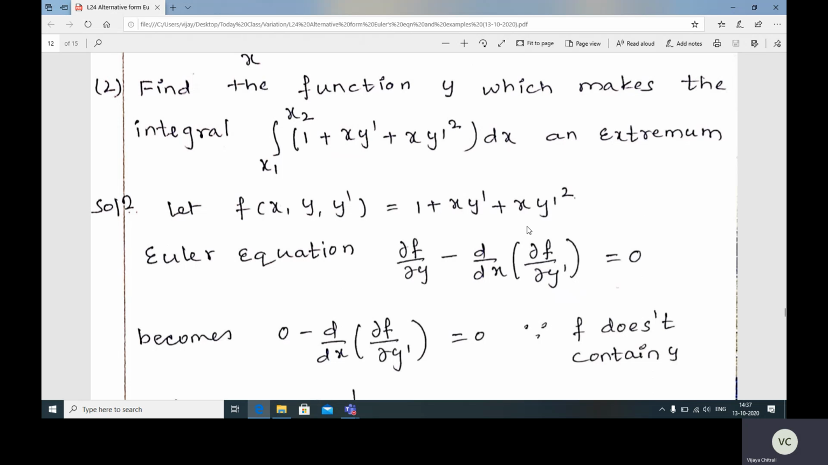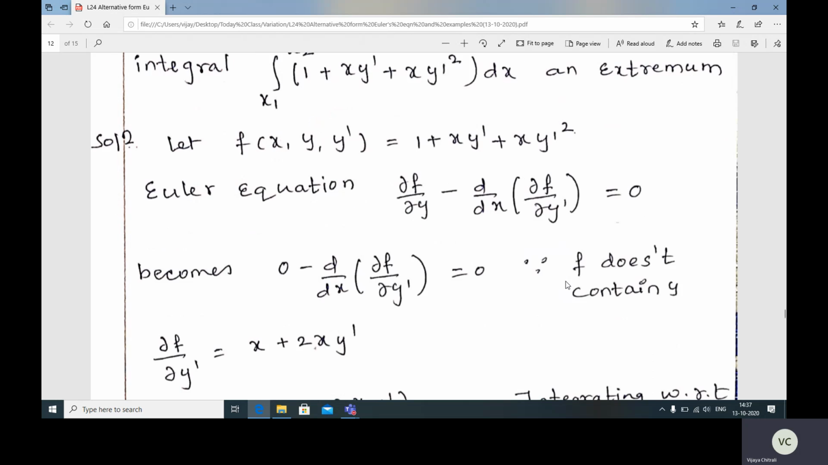So again this equation is free from y. Independent of this y means here dou f by dou y term will be 0. So substituting or taking this term as 0, we'll get here minus d by dx of dou f divided by dou y dash. This is equal to 0. So find dou f divided by dou y dash.